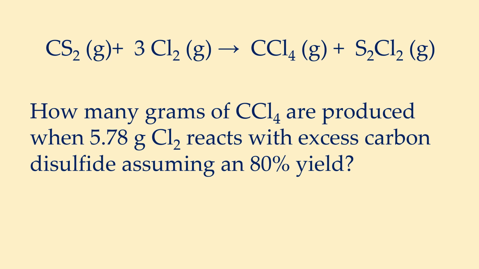How many grams of carbon tetrachloride are produced when 5.78 grams of chlorine reacts with excess carbon disulfide, assuming an 80% yield?